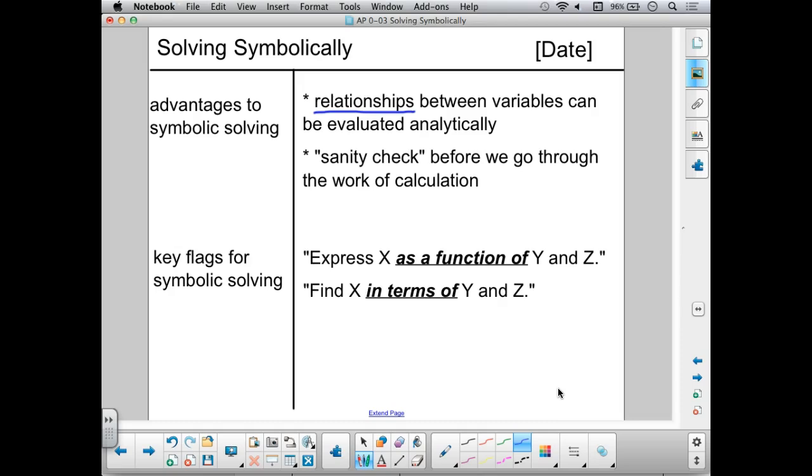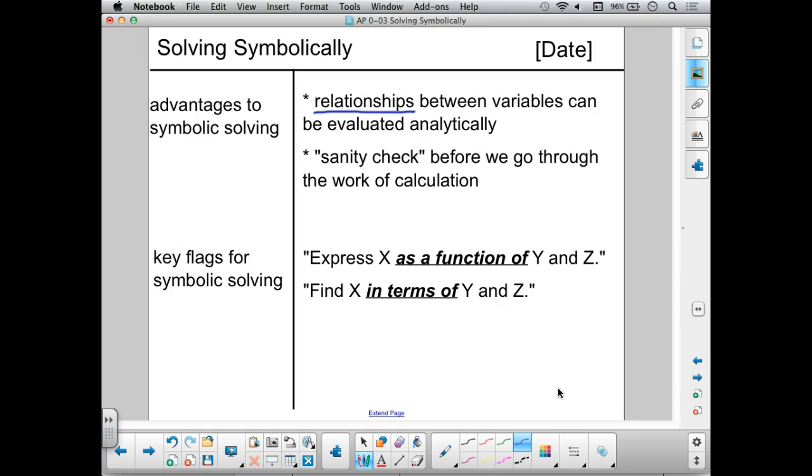The second reason is it allows us to do a sanity check before we go through the work of calculation. We can take a look and say, hey, does this even make sense? Should these variables be related the way that my equation is saying that they're related? And if not, then maybe I did something wrong in my setup. Maybe there's a fundamental misunderstanding of what I have here.